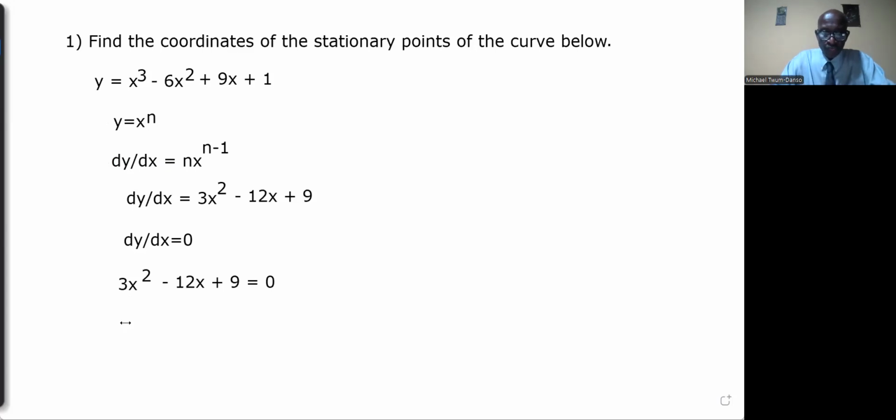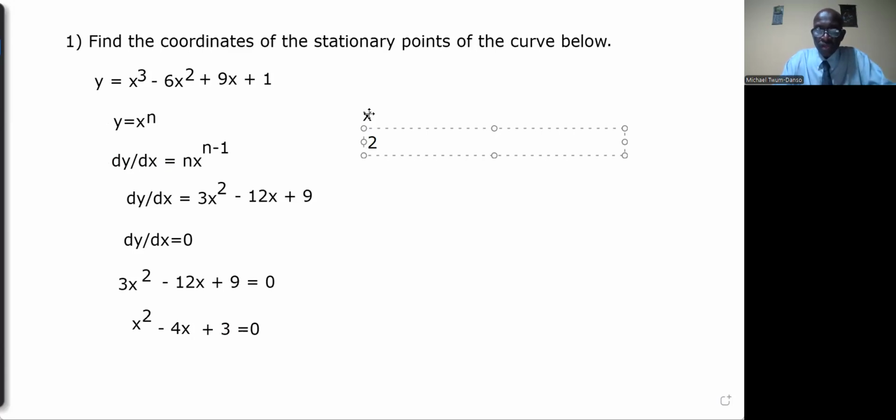We're going to have x squared minus 4x plus 3 equals 0. So we're going to find the factors of this expression. So let me write it properly here, to get a clearer view. We get x squared minus 4x plus 3 equals 0.